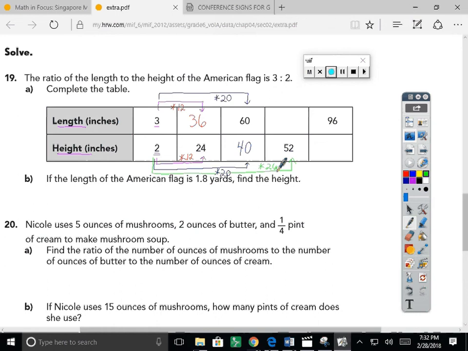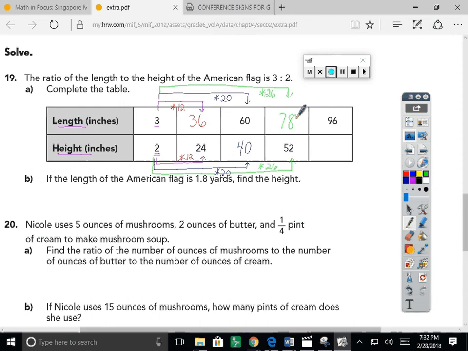If that happens to the second term, or to the height of this flag, it also has to happen to the first term, or the length of the flag. So I'm going to multiply by 26 again. Well, this actually means 3 times 26, doesn't it? So the original length times 26. 3 times 20 is 60, and 3 times 6 is 18 more. Let's see, 60 plus 18, looks like I'll get 78.